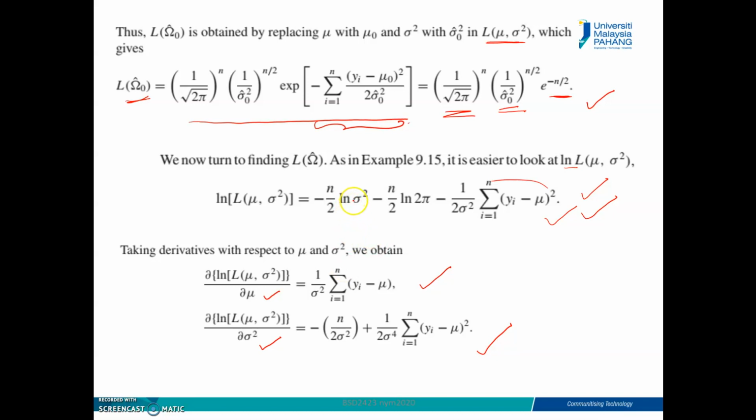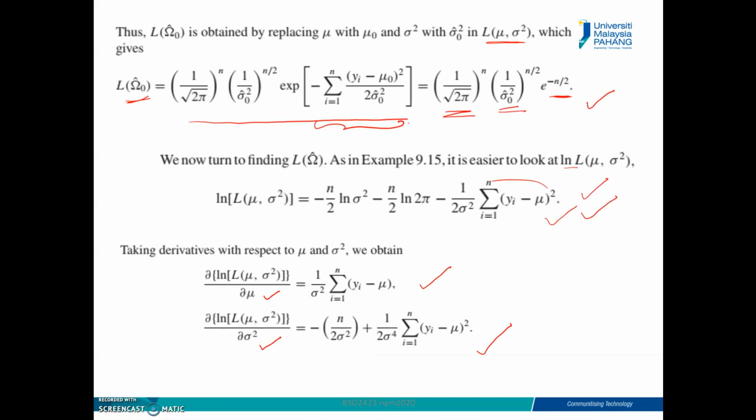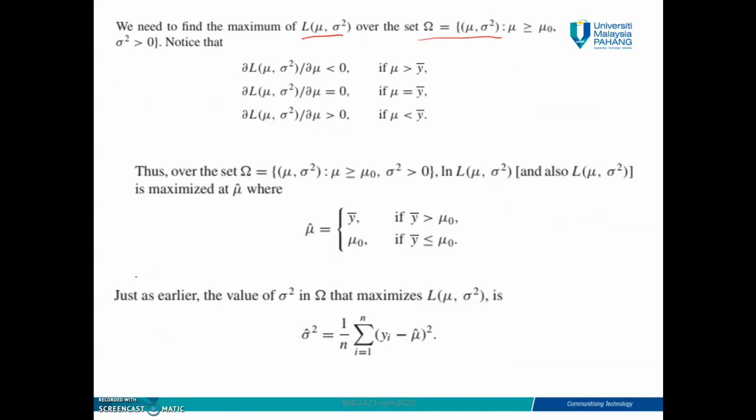All right. So next, we need to find the maximum of the likelihood function over the set of this one. Notice here the first one and the second one. If you look at the first one, if it is less than 0, then mu is greater than y bar. If it gives you equal to 0, it will be mu equal to y bar, and if it is greater than 0, mu will be less than y bar.